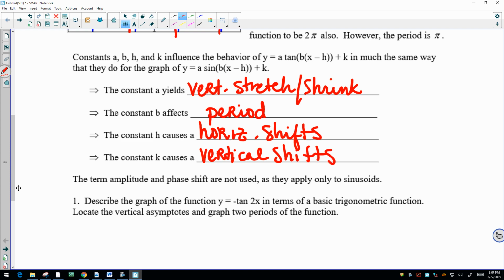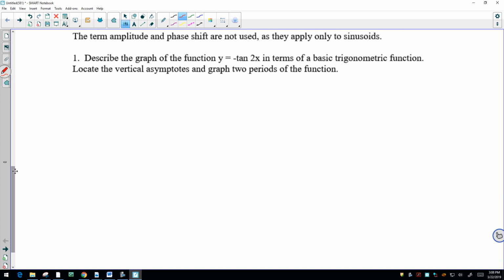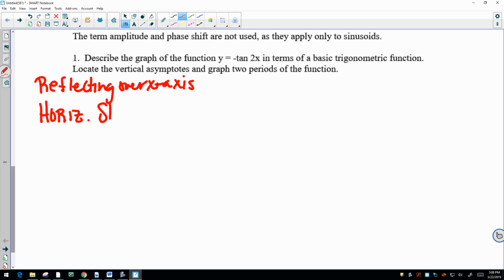So one maybe big change is we're just not going to call it the amplitude. We're just going to go back and think of it as a stretch and a shrink for a. So trying to think of this graph in terms of transformations, y equals negative tangent 2x. If I thought of this as a transformation, that negative sign is telling me we are reflecting over the x-axis. And the 2x, since the 2 is with the x, I know that that's horizontal. And as soon as it's horizontal, I know it's going to be opposite of what I think. So I think it's a horizontal shrink by 1/2.